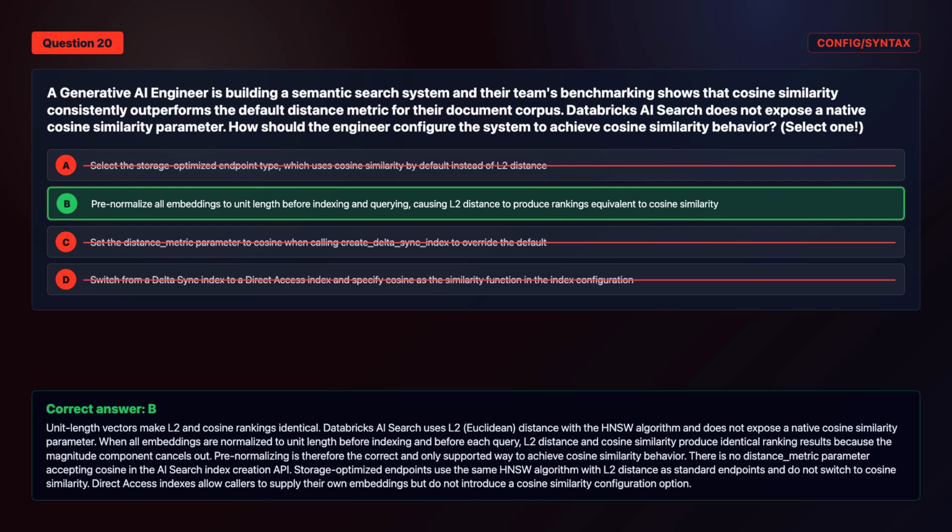There is no distance_metric parameter accepting cosine in the AI Search Index Creation API. Storage-optimized endpoints use the same HNSW algorithm with L2 distance as standard endpoints and do not switch to cosine similarity. Direct access indexes allow callers to supply their own embeddings, but do not introduce a cosine similarity configuration option.